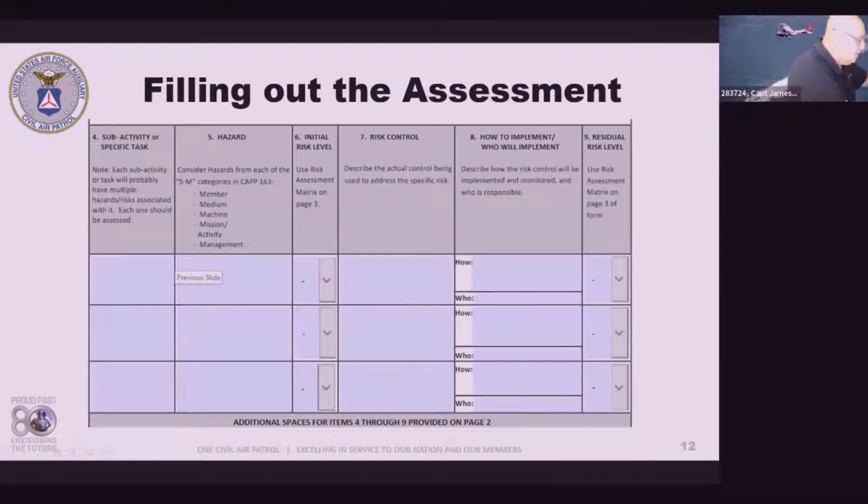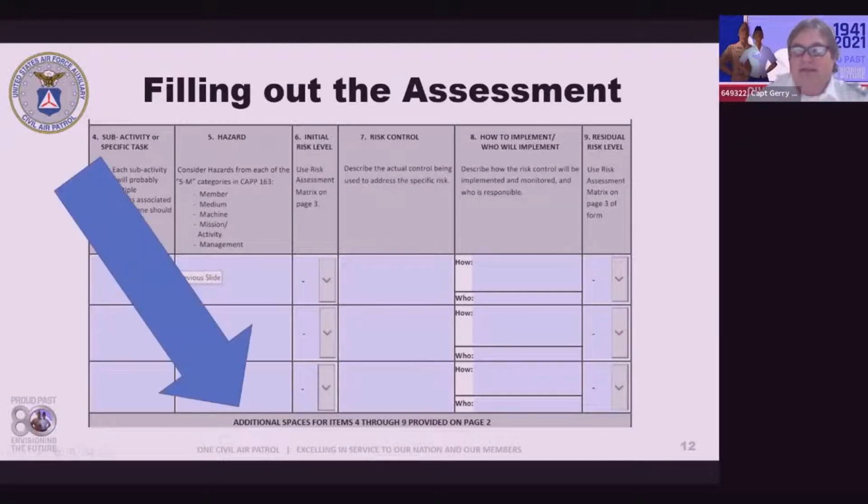So the page gives us three boxes to start, but we know we're more likely to need more. So National has already thought of that. Additional spaces for items 4 through 9 provided on page 2. Page 2 has room for 10 more entries and can be printed as many times as we need to. It can also be reprinted, or if you've got Adobe you can copy it so that now you have several page twos. I'm lucky, that's what I've done.